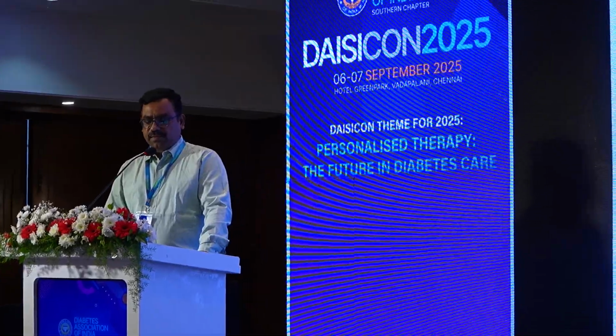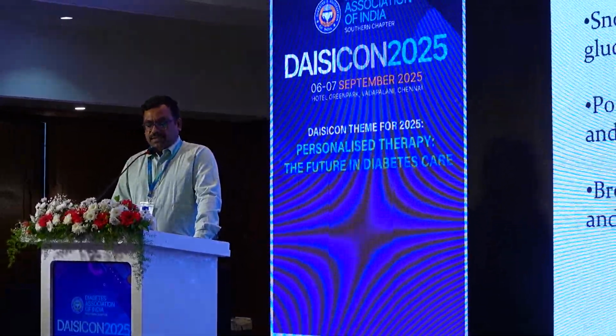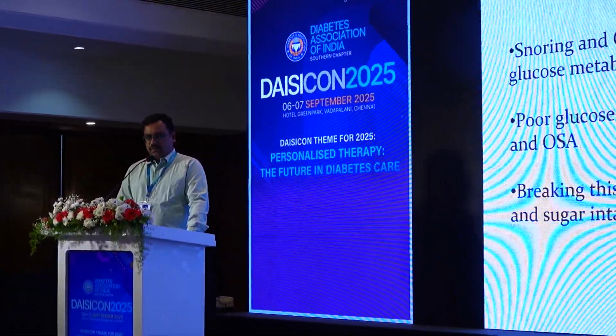So already we discussed sleep fragmentation, insulin resistance, and inflammation. These are the mechanisms by which snoring and diabetes are linked. You can see the vicious cycle. Snoring and OSA can worsen insulin resistance and glucose metabolism. On the other hand, poor glucose control increases the chances of snoring and OSA.